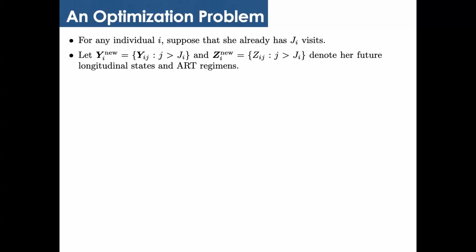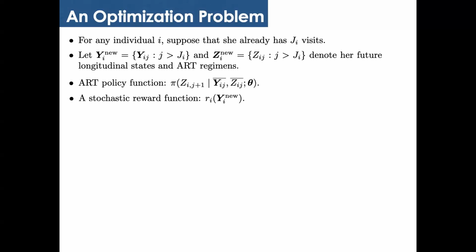So it's basically an optimization problem. Let's assume for any individual i, we suppose she already had ji visits, and then let yi nu and zi nu denote her future longitudinal states and the ART regimens after visit j. And we assume the policy is kind of like the action, how physicians assign treatments. It follows an ART policy function, pi, of z as a treatment, conditional on the whole past history. And also we assume each person receives a reward function, Ri. It's a function of y nu and z nu.